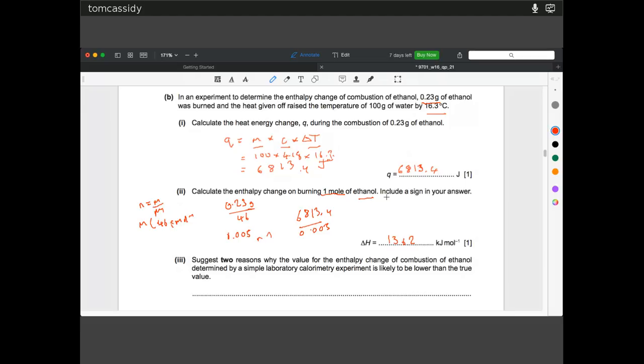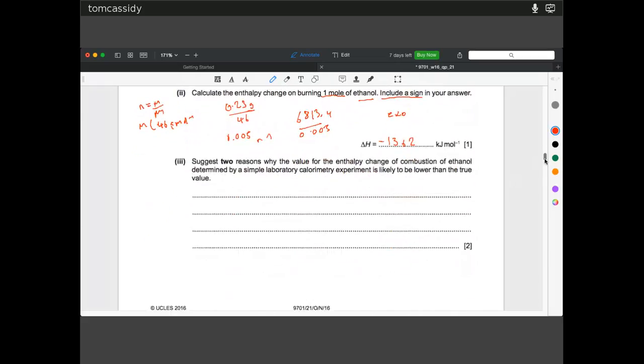And it says here we've got to include a sign in our answer. Well, was heat taken in or given out? It was given out because we measured the temperature of the water and how that increased. So the heat is being given out. That's an exothermic reaction. Exothermic reactions, by convention, have a negative sign in front of the numbers. So the enthalpy change is minus 1,362 kilojoules per mole. So that's the value that we determined.